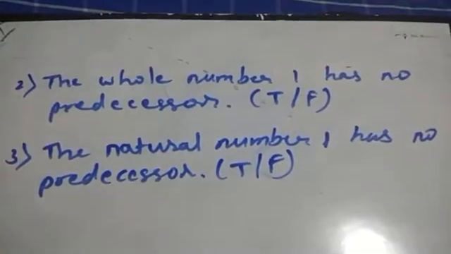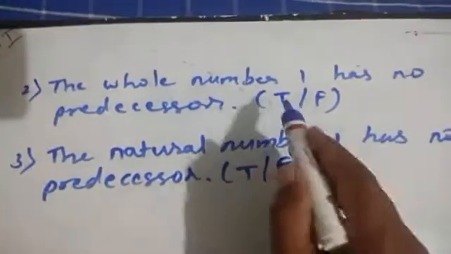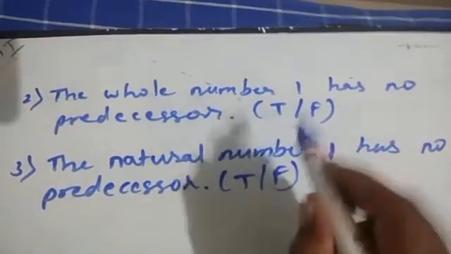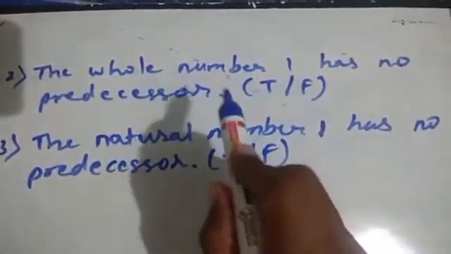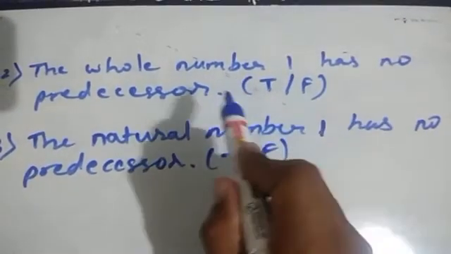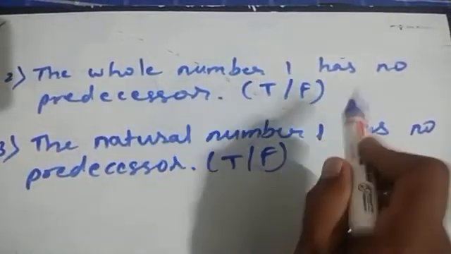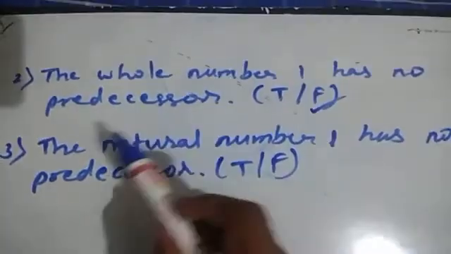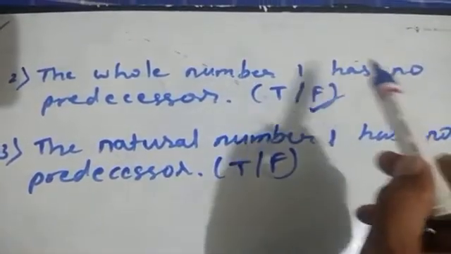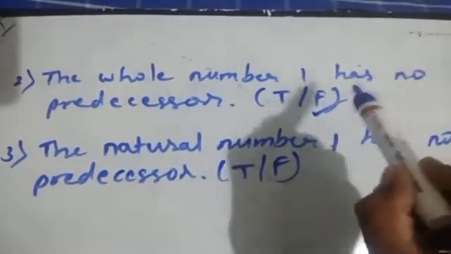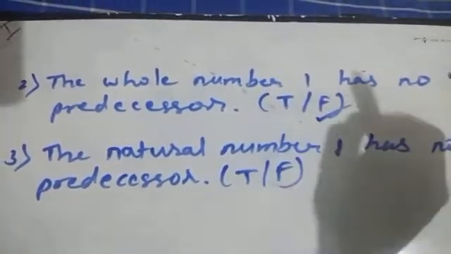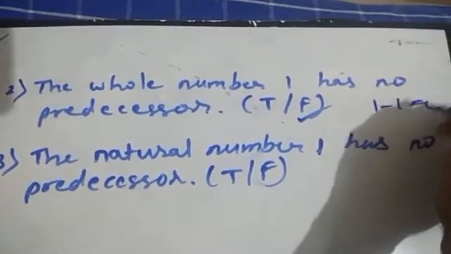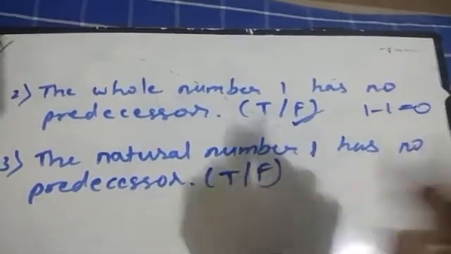Students, 2 more questions we have here. The whole number 1 has no predecessor. Whether it is true or false, that we are going to decide here. It is false. Why? They are saying the whole number 1 has no predecessor, but the whole number 1 has a predecessor, that is 0. Yes or no? 1 minus 1 is equal to 0, and 0 is also a whole number, so 1 has a predecessor.